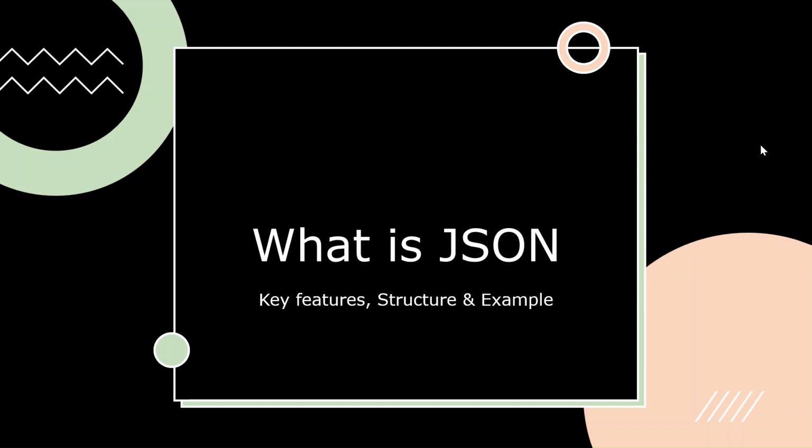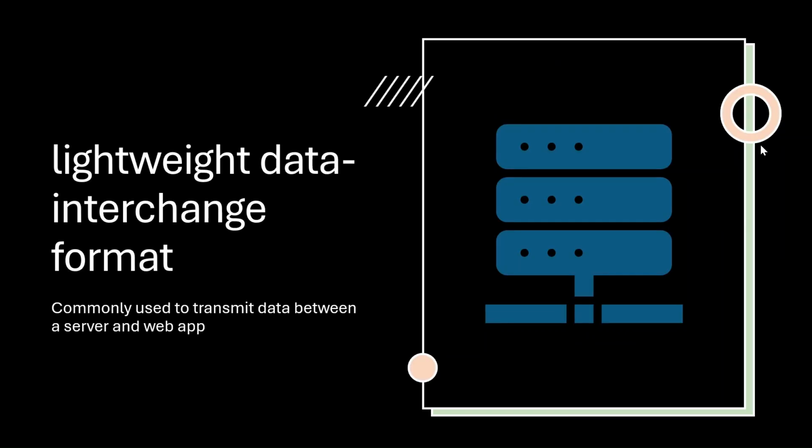JSON is an acronym for JavaScript Object Notation. It is a lightweight data interchange format that is easy for humans to read and write, and easy for machines to parse and generate. It is commonly used for communication between the server and the web application as a text format.